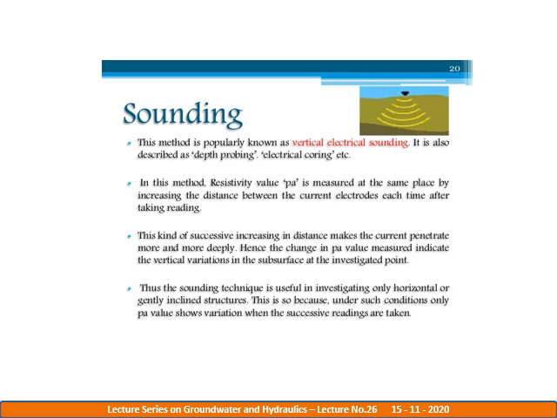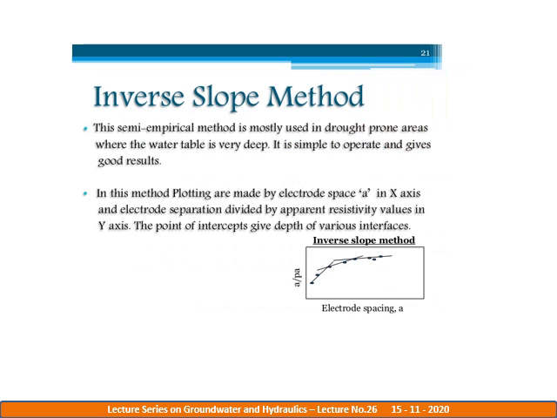This kind of successive increase in distance makes the current penetrate more and more deeply. Hence, the changes in the measured Pa value indicate the vertical variation in the subsurface at the investigated point. Thus, the sounding technique is useful in investigating only horizontal or gently inclined structures. Inverse slope method: this semi-empirical method is mostly used in drought-prone areas where the water table is very deep. It is simple to operate and gives good results.